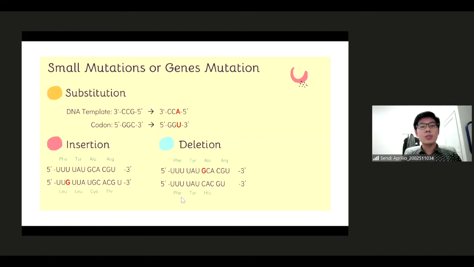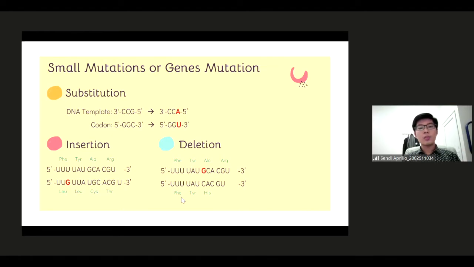Substitution is a mutation that replaces one pair of nucleotides with another one. For example, DNA template CCG becomes CCA because guanine is replaced by adenine. So the codon that was supposed to be GGC changed into GGU, but the amino acid is still glycine. This mutation is called a silent mutation because the change does not affect the amino acid.